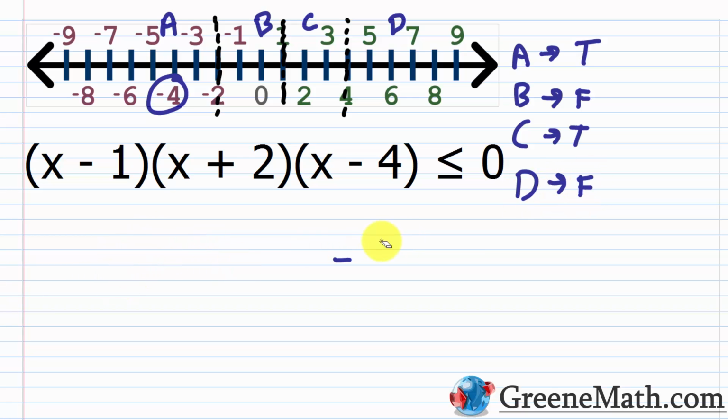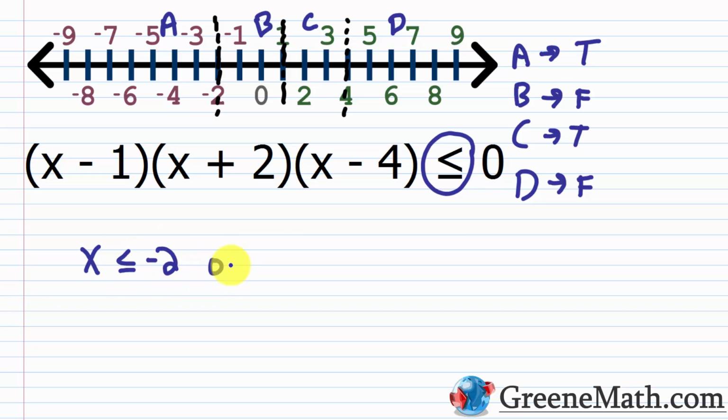Okay? So our solution here, again, because we have a non-strict inequality, the endpoints will be included. Anything in interval A, so anything to the left of negative 2 and also including negative 2. So x can be less than or equal to negative 2. Then or anything in interval C, so anything between 1 and 4 with 1 and 4 included. So x can be greater than or equal to 1 and less than or equal to 4. Okay, so those two regions on the number line.